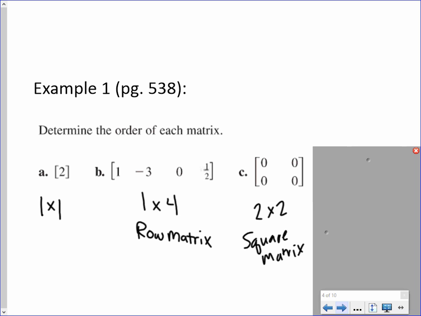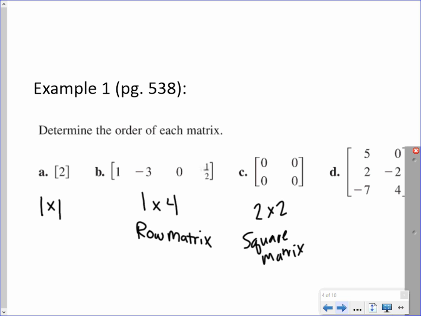So square matrices will have special meaning to us in some scenarios. Some of the things that we do with matrices, like finding inverses and determinants, can only be done with square matrices. And square matrix just means the number of rows is equal to the number of columns. So 2 by 2, 3 by 3, 4 by 4, etc.